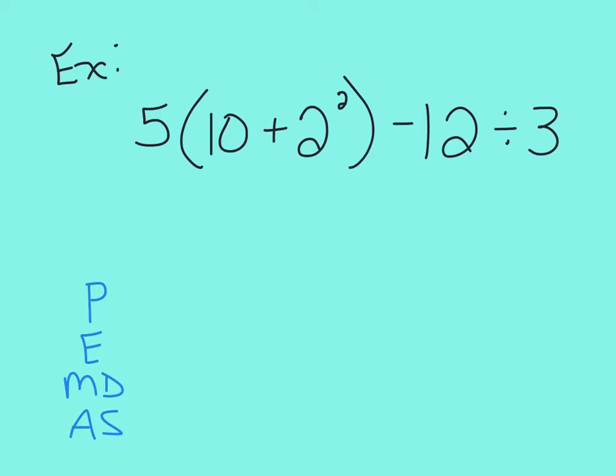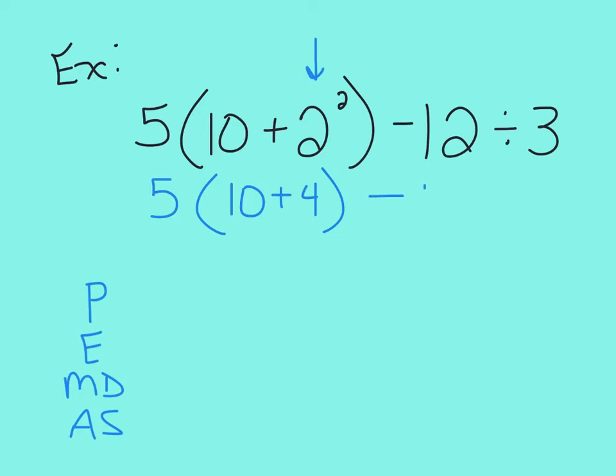Okay, we have exponents inside my parentheses. I have to tackle that first. So I am going to do parentheses, but I'm not going to do 10 plus 2. I'm going to do that 2 squared first. I'm actually doing the order of operations within the parentheses here. So what I actually have here is 5 times 10 plus 4 in the parentheses, because 2 squared is 4.